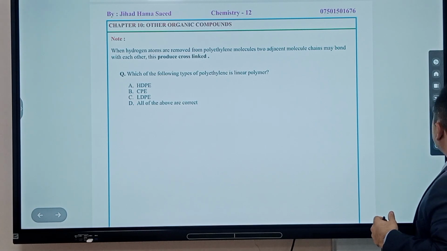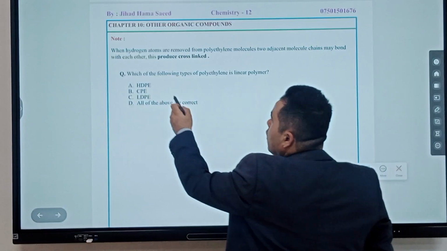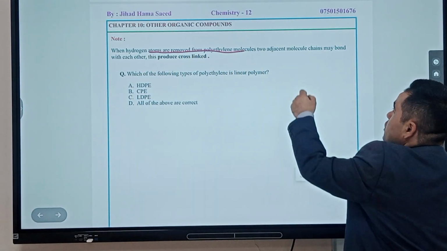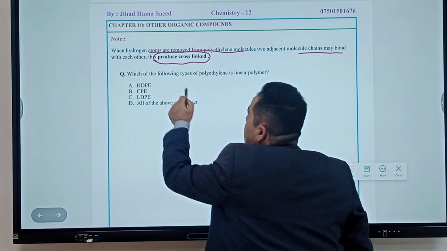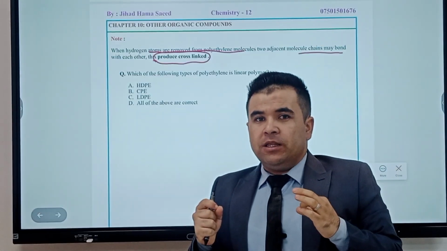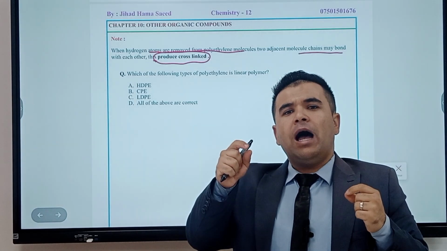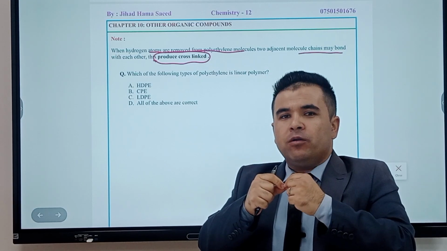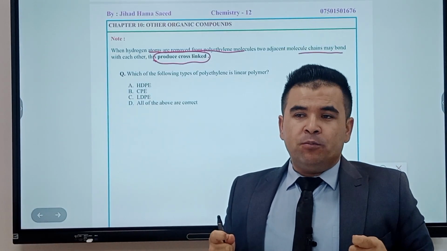Guys, in this note, we have a note about polymers. When hydrogen atoms are removed from the polyethylene molecule, two adjacent molecule chains may bond with each other. This produces cross-links. When we reduce or remove the hydrogen in the linear polymer, sometimes the hydrogen may be replaced by chains or alkyl groups. The alkyl group, when replaced by branches, becomes a branched polymer.